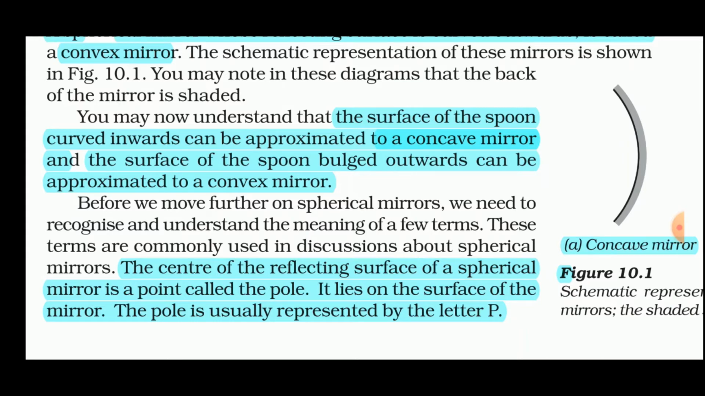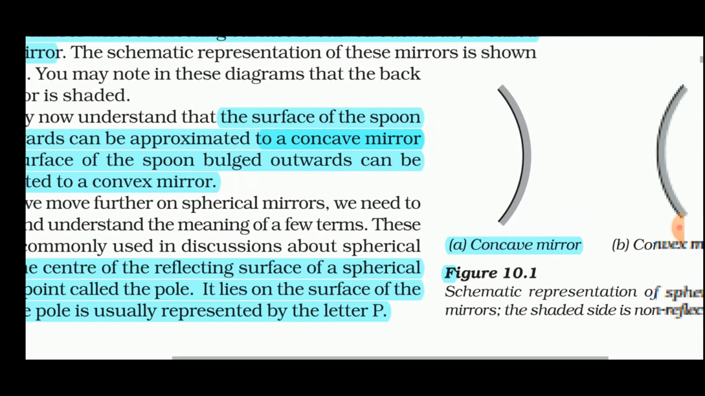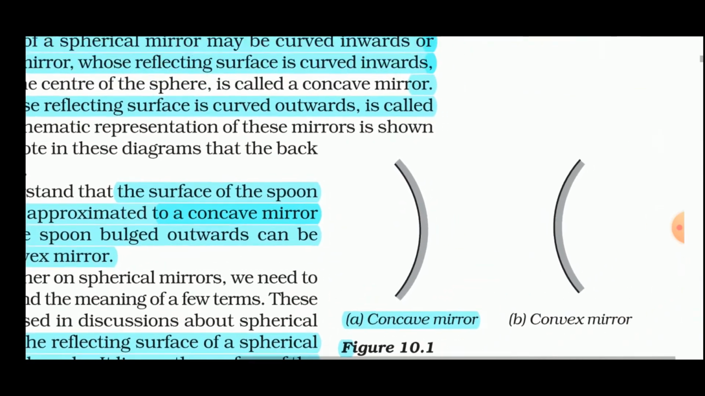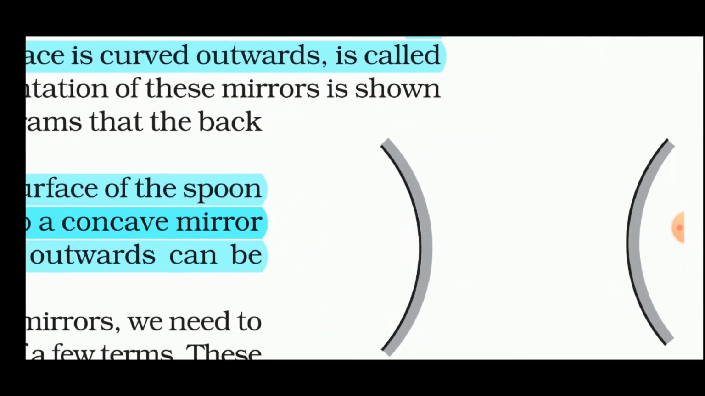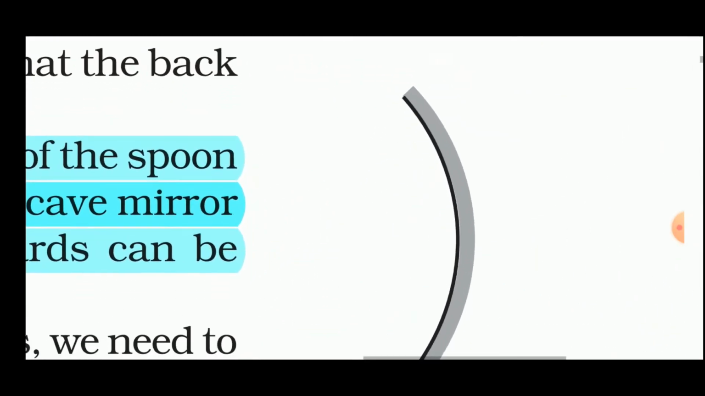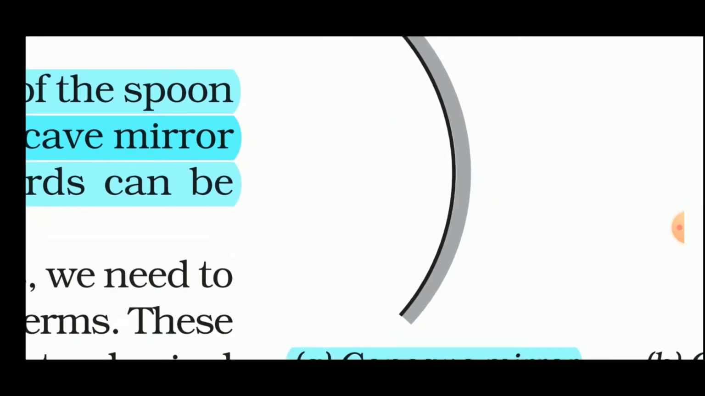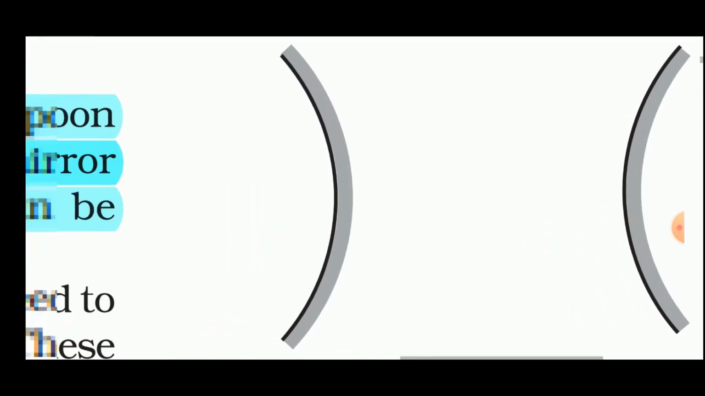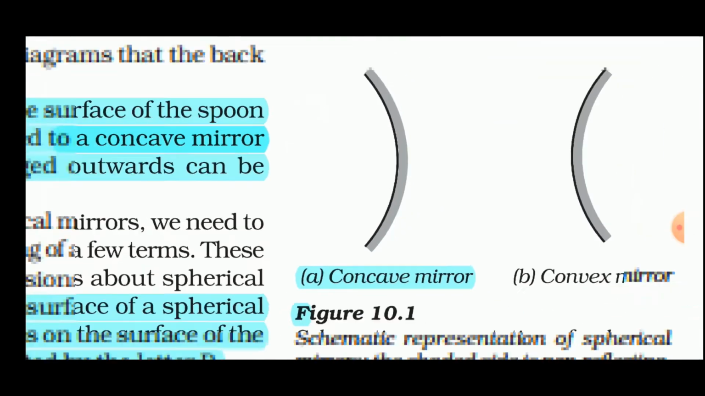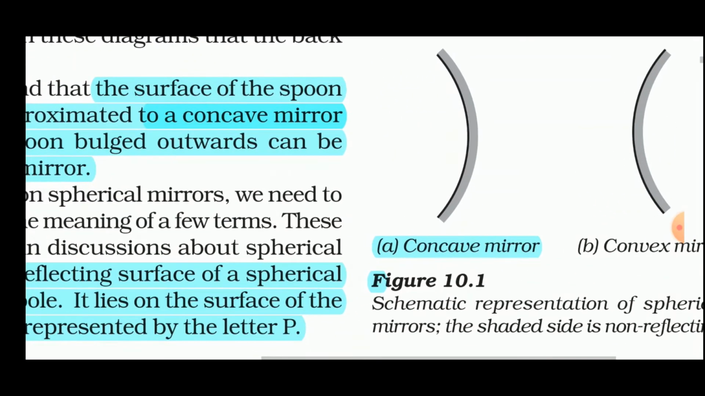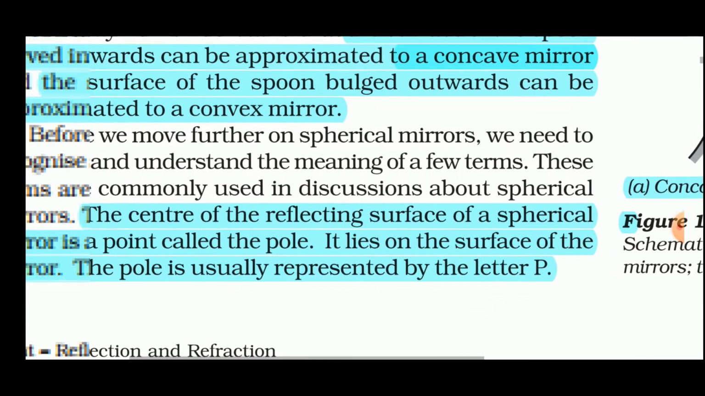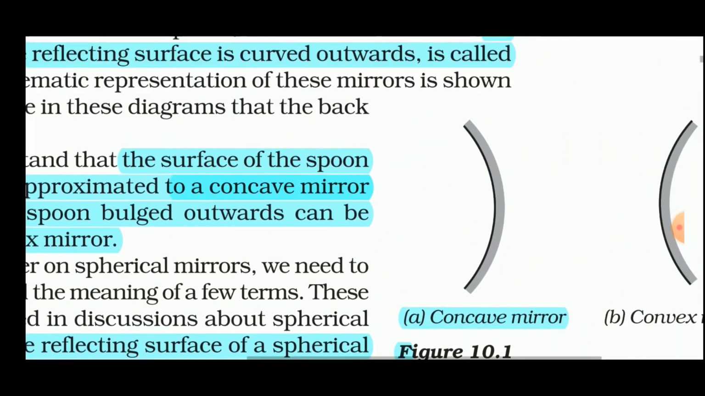Is it clear? Now these two mirrors are shown here in the figure. This is the concave mirror. You can see the concave mirror is curved from inside, and the convex mirror is curved from outside. So these are the concave and convex mirrors, or the spherical mirrors, shown here in the figure. Now these mirrors are circular in shape.